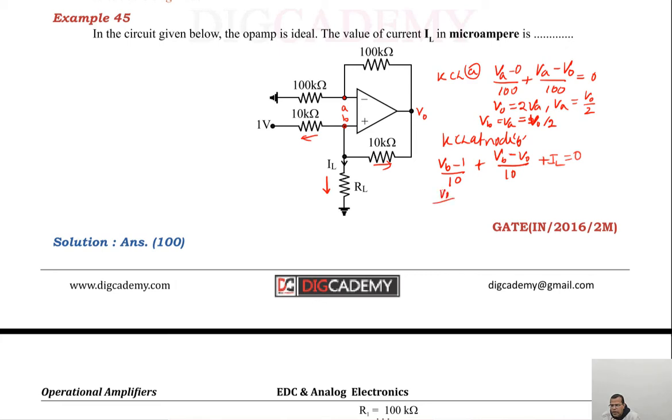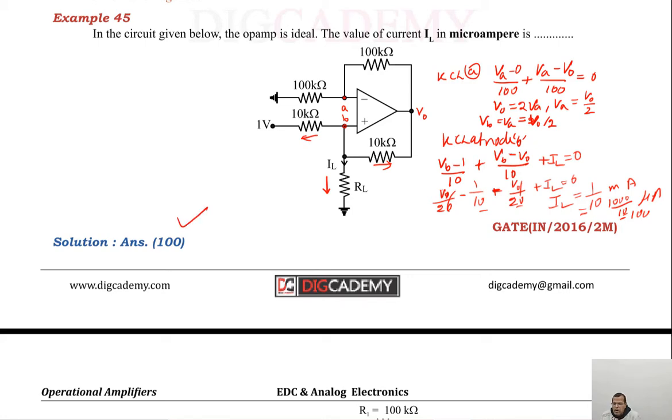So, this is V naught by 20 minus 1 by 10, plus, as you can see, this is V naught by 2 and this is minus V naught, so it becomes minus V naught by 20, plus IL equal to 0. So, this and this get cancelled out. IL will be equal to 1 by 10. That many milliamperes, since these were in kilo ohms. In microamperes, this will be 1000 by 10, so it is equal to 100 microamperes. So, this is your answer.